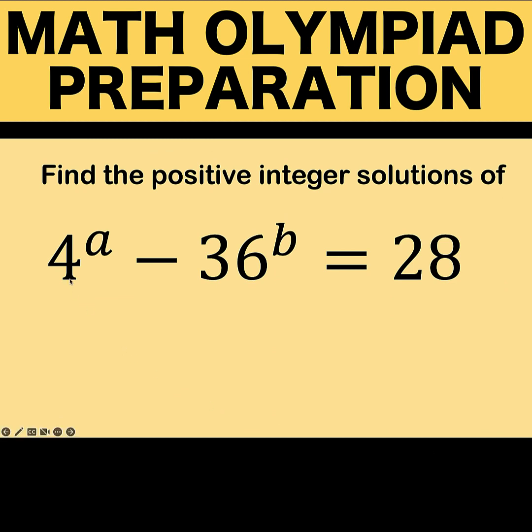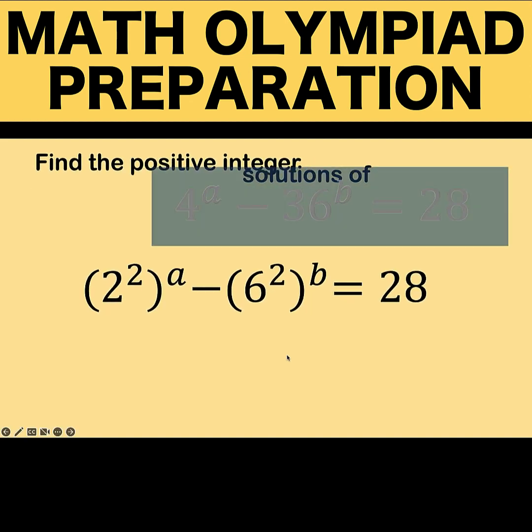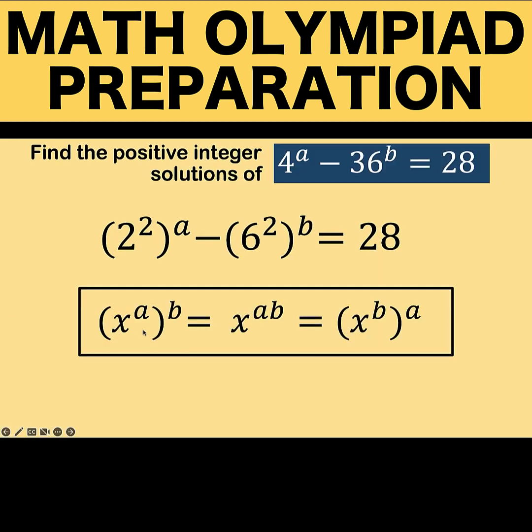Let's begin by writing 4 and 36 in exponential form. 4 is 2 squared and 36 is 6 squared. Now let's recall some laws of exponents. If we have the quantity x raised to a, all raised to b, we can apply the power of a power rule of exponents to get x raised to a times b. We simply multiply a times b. But since multiplication is commutative, we can also write this as b times a, and rewrite this further as x raised to b, all raised to a.